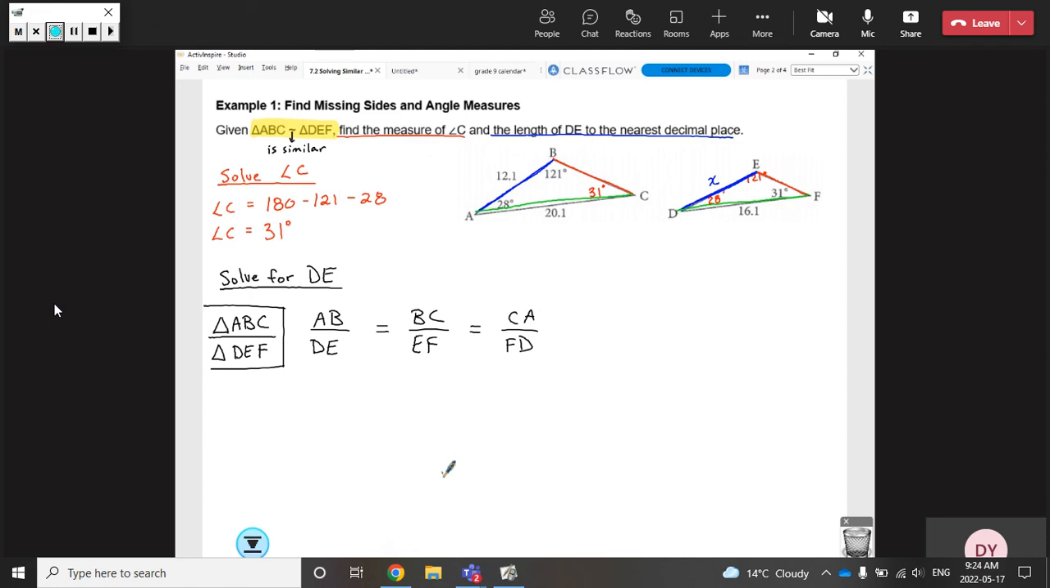So what we're going to do next is just fill in our blanks. So AB, we can actually replace it with 12.1. DE, we don't actually know. In fact, this is the one we're solving for, so we're going to put an X there. Now this ratio is going to be equal to BC. BC, we don't have anything, so I think we should just leave it as BC. And same with EF. We don't actually have anything, so we can leave it as EF. And that's not really helpful at all. And lastly, we have here CA, which looks to be 20.1 over FD, which is 16.1.